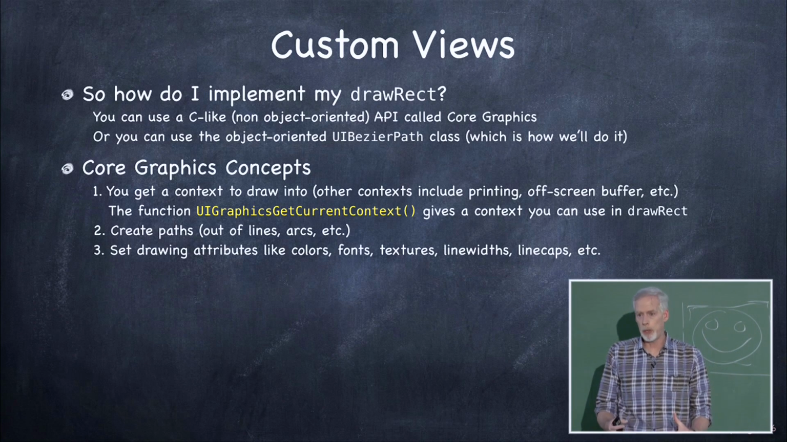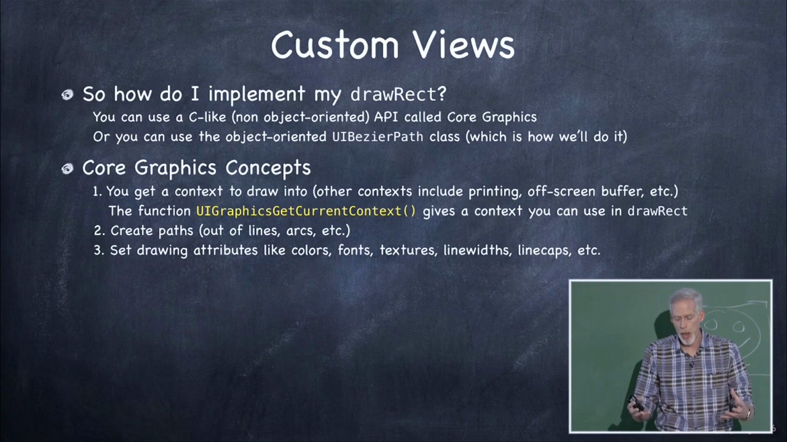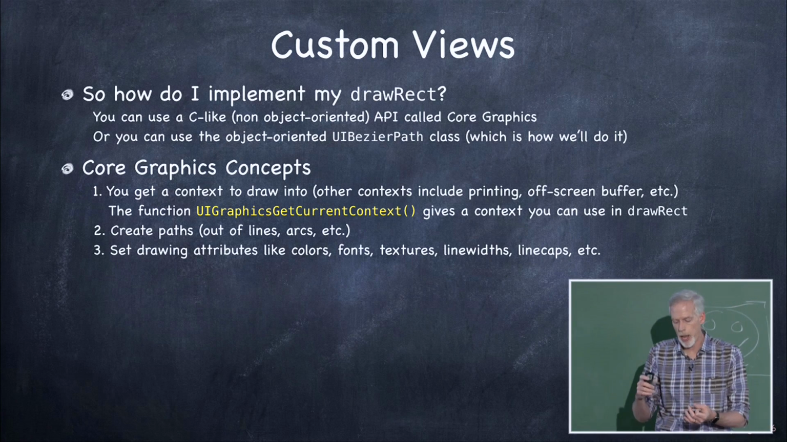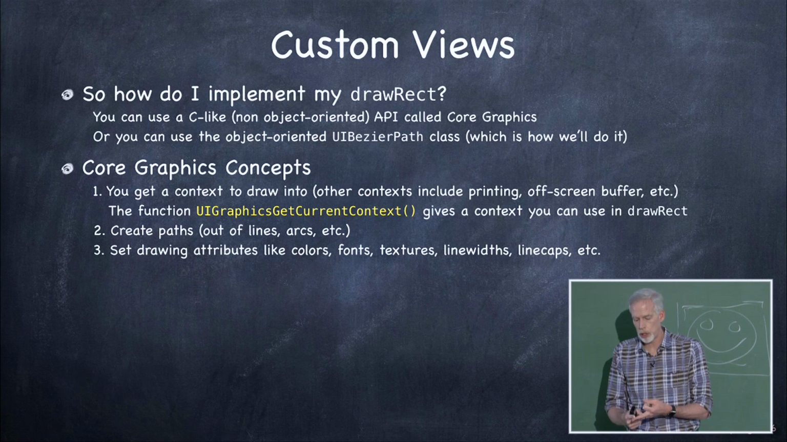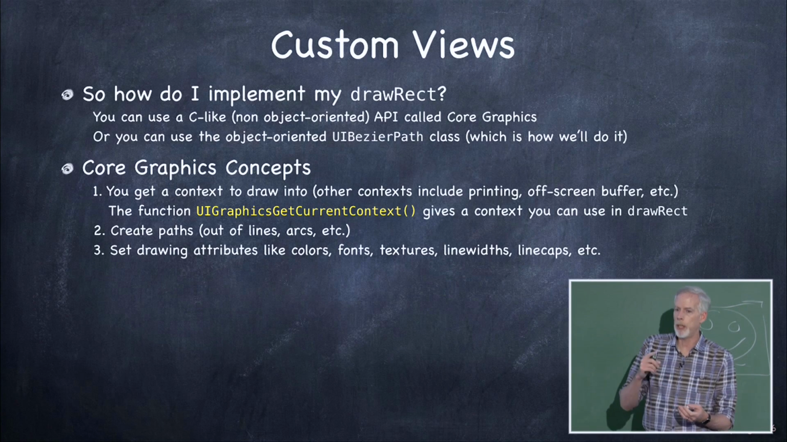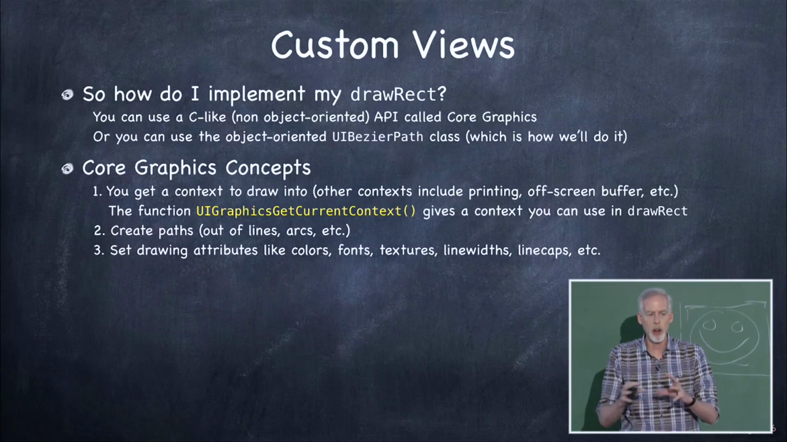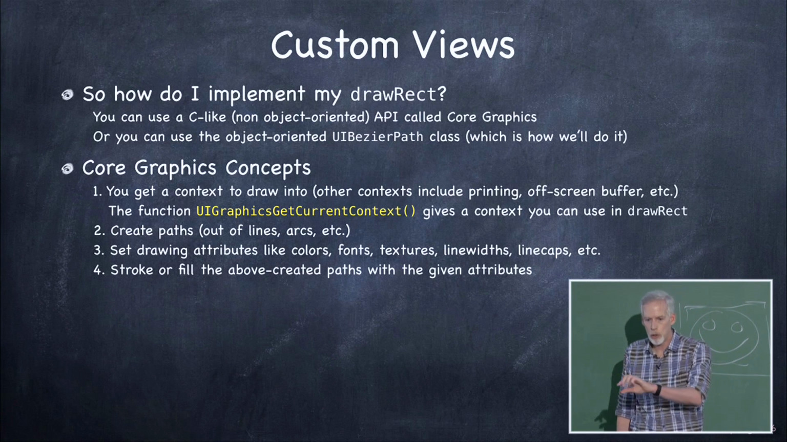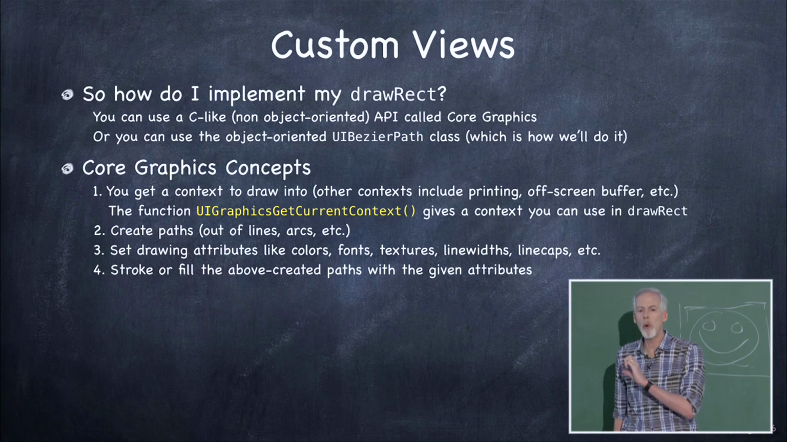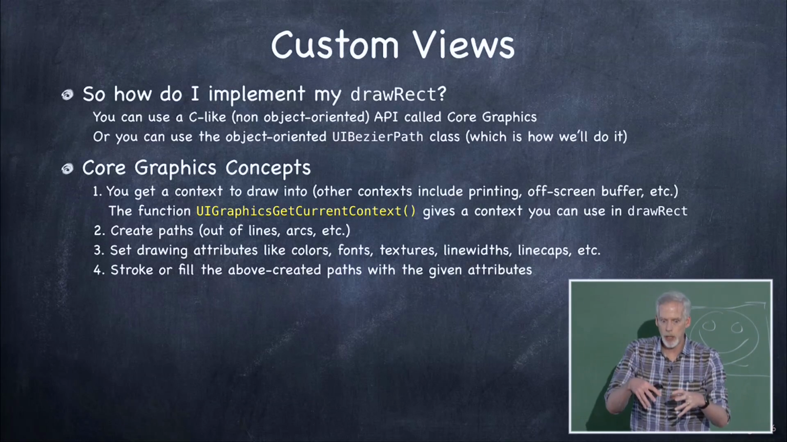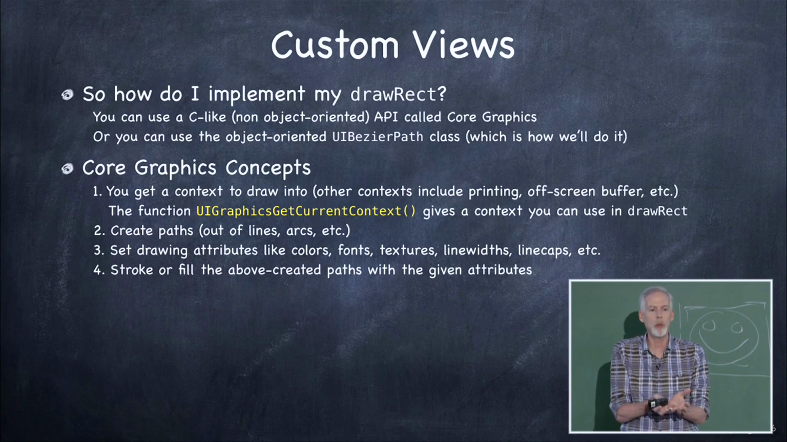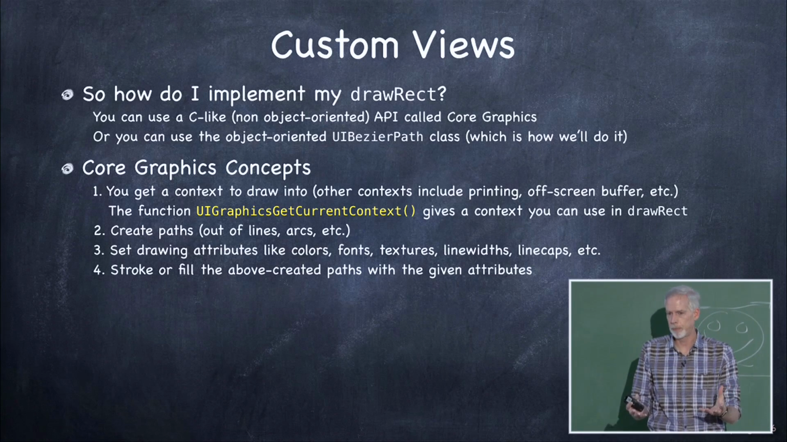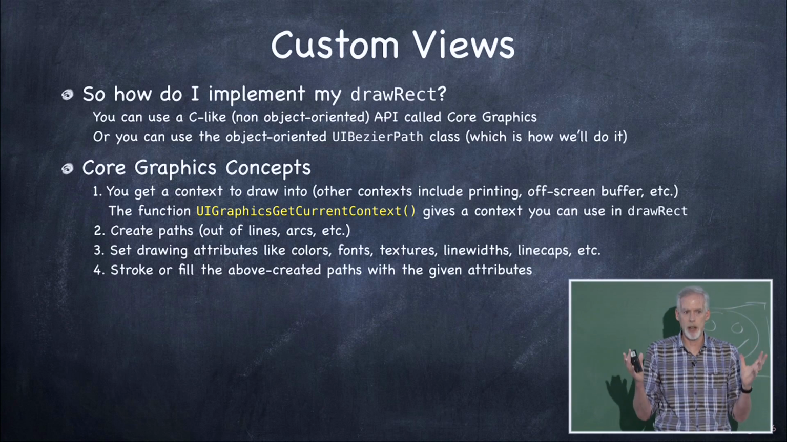Then you set attributes that you're going to draw this path with, like the color of the lines, any fonts if you're doing text, textures if you're filling things with textures, line widths, line caps, those kind of things. You set all those things up. And then you stroke the path, which means draw a line everywhere the path is, or you fill the path, which means fill in the space contained by the path with some color or texture. Okay, so that's it. This is the basic concept of how you draw.